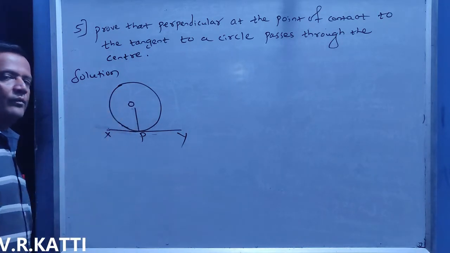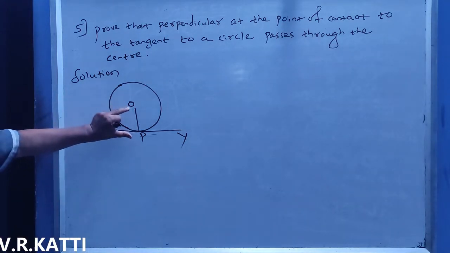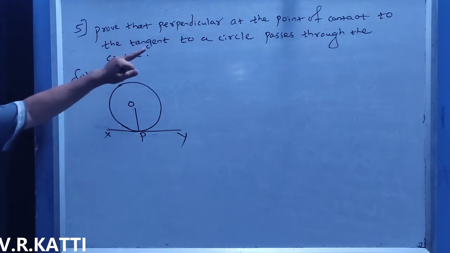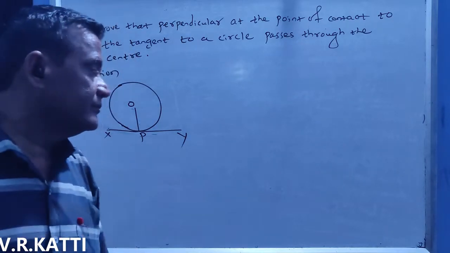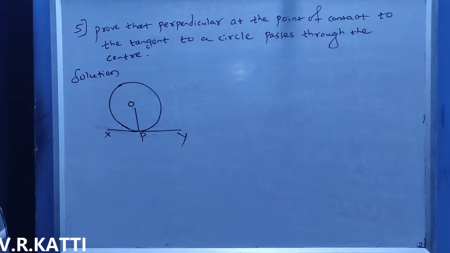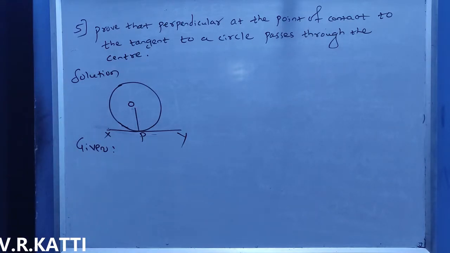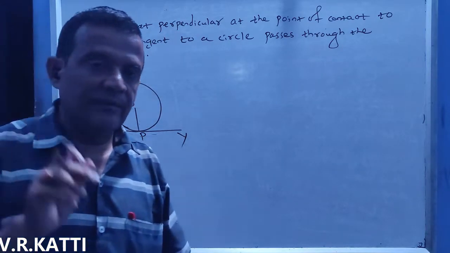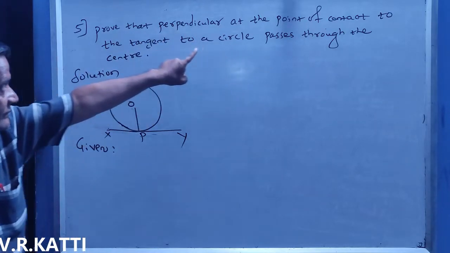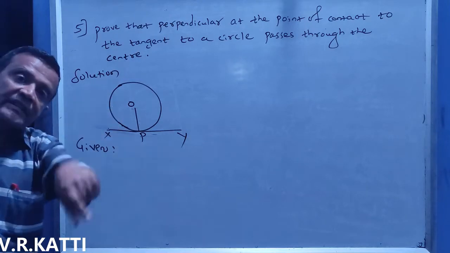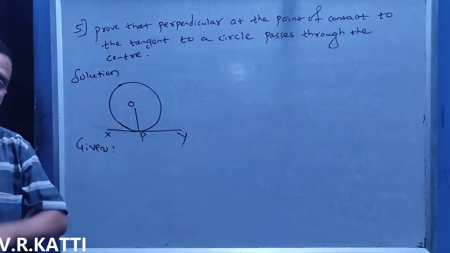Then you have to prove that this perpendicular passes through the center O. Yes. First, write the given. In the given, don't write that O is the center, because you have to prove that the perpendicular to the tangent passes through the center. You have to prove that O is the center.